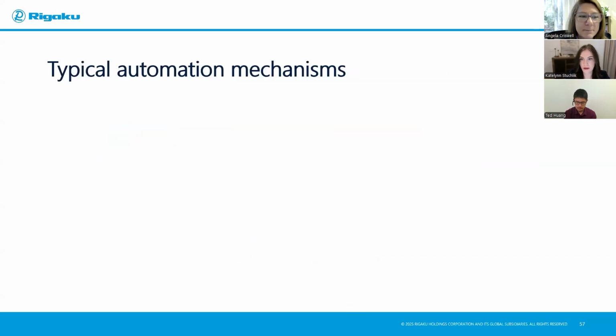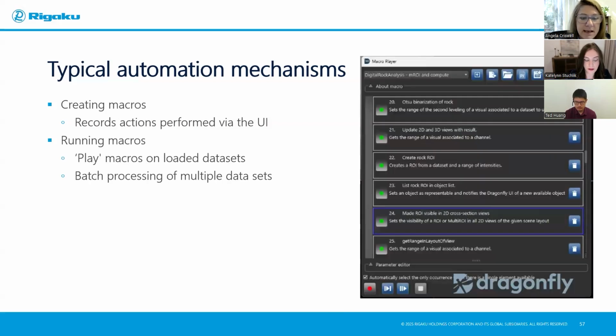So what are the typical automation mechanisms that are used by these programs? Well, they generally work to automate things by creating macros. And when you go into the software, you start recording the actions that you perform via the user interface. And when you're finished, you say stop recording, and you end up with a macro.